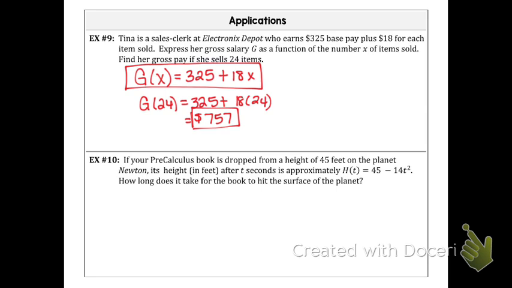Example 10. If your pre-cal book is dropped from a height of 45 feet on the planet Newton, its height in feet after t seconds is approximately h of t equals 45 minus 14t squared. How long does it take for the book to hit the surface of the planet? All right, so they gave us an equation there.